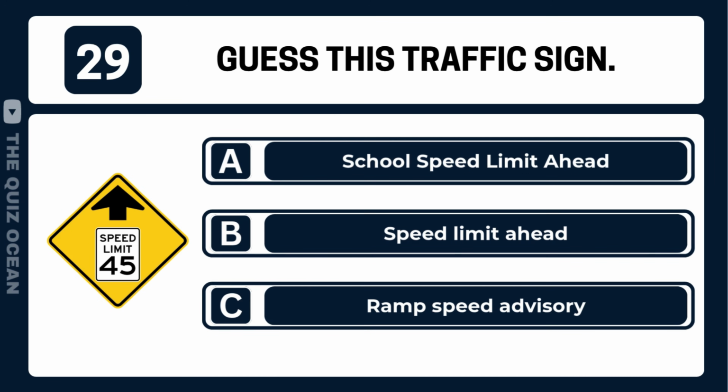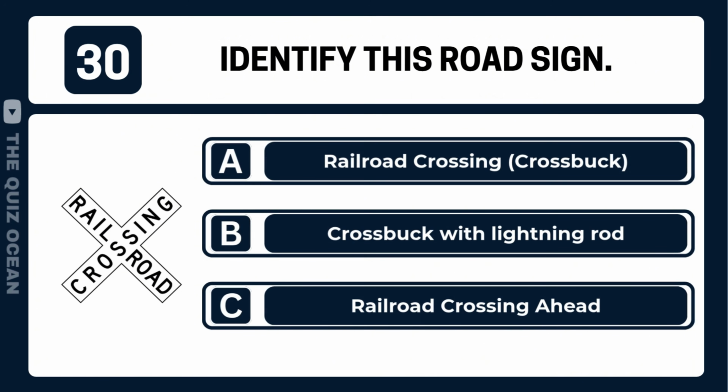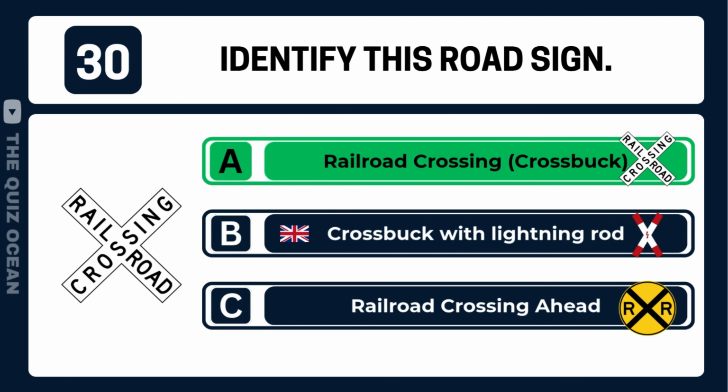Guess this traffic sign. You got it. This one shows speed limit ahead. Identify this road sign. Right again. That's a railroad crossing sign.